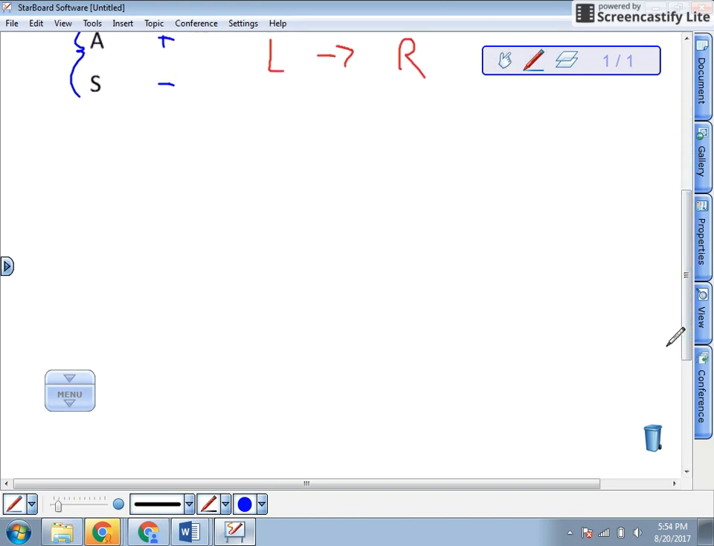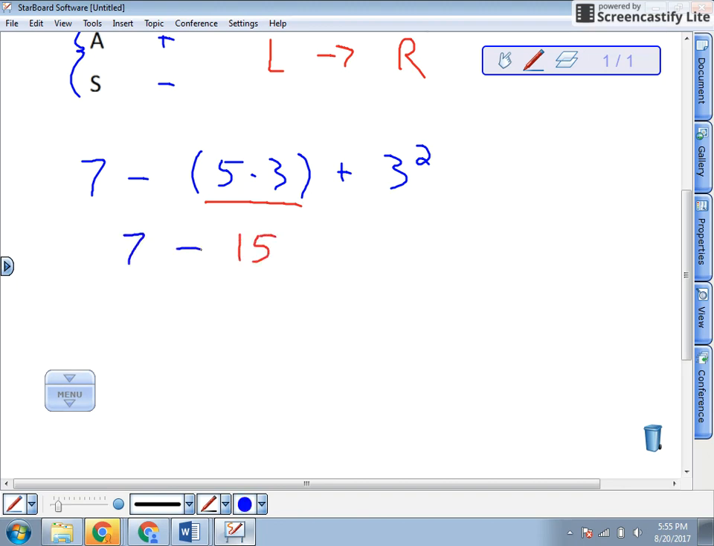In our first example, we're going to have 7 minus parentheses 5 times 3, and then plus 3 squared. According to our order of operations, we have to perform parentheses first. So 5 times 3, that is 15. I'll rewrite the rest of the expression. We've got our 7 minus 15, and then plus. Now I can take care of that exponent. What is 3 squared? That is 3 times itself, so 9.